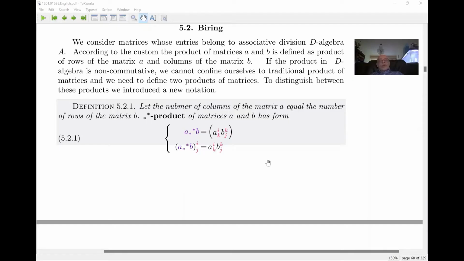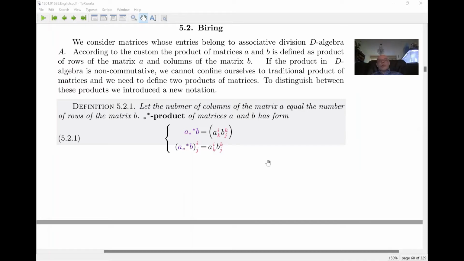Today, I want to speak about active and passive transformations of vector space over non-commutative algebra. We consider matrices whose entries belong to an associative division algebra A.